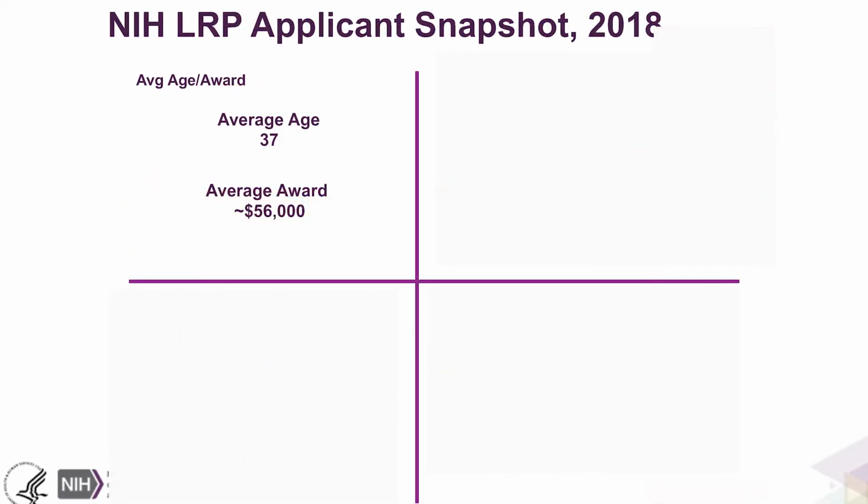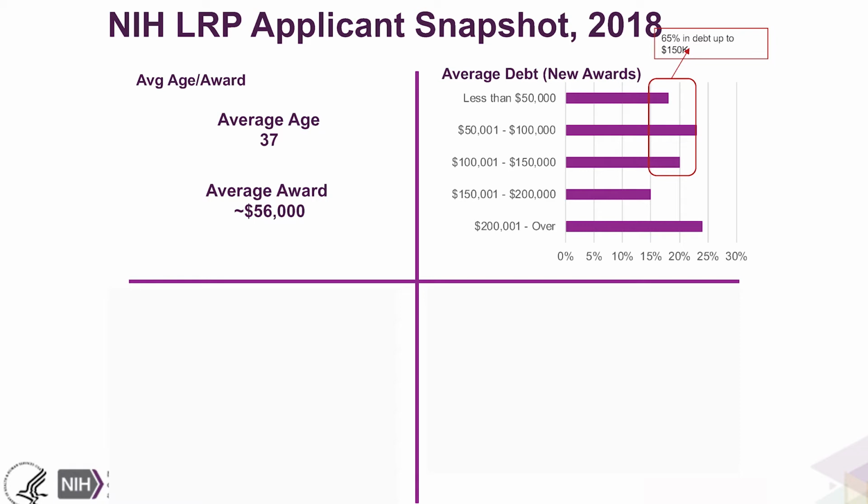So now let's take a look at an applicant snapshot from 2018. The average age of our LRP awardee is about 37 years of age, and their average award is about $56,000. Now for those of us who can add and subtract in the room, that $56,000 is more than $35,000, but if we take into account the taxes that we also pay on behalf of an LRP awardee, that's where we get that $56,000 average award. Average debt of our new awardees is about $150,000. So, 65% of individuals had debt up to $150,000. Of course, that can be more than that. And as a matter of fact, I talk with early stage investigators all the time whose debt is well over that.